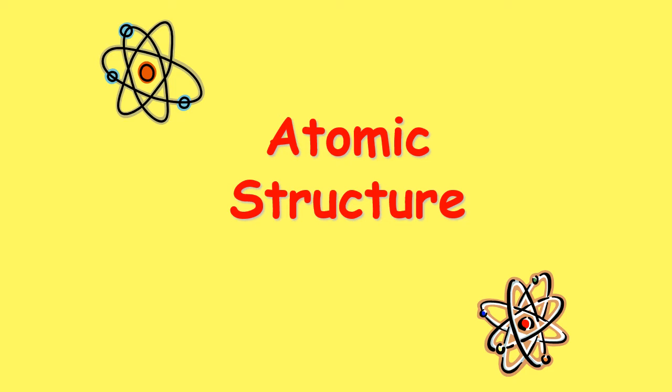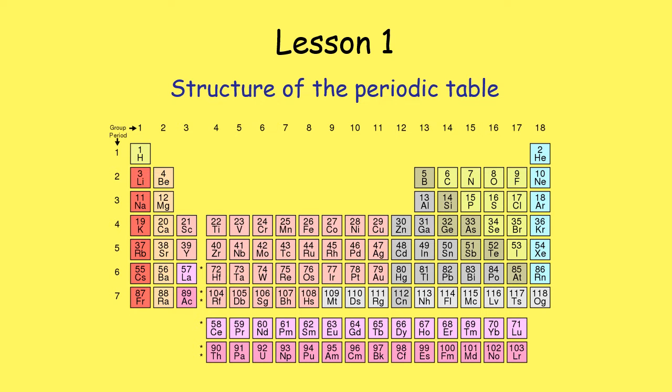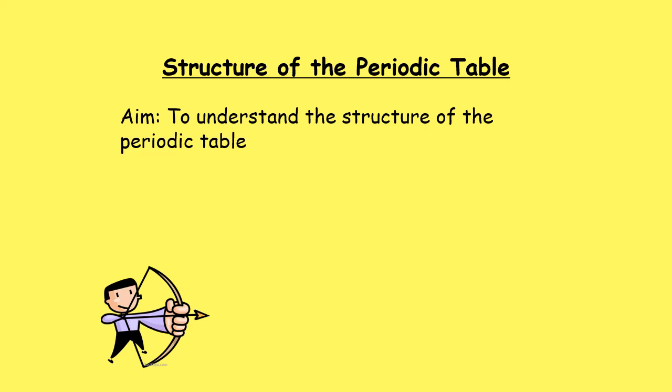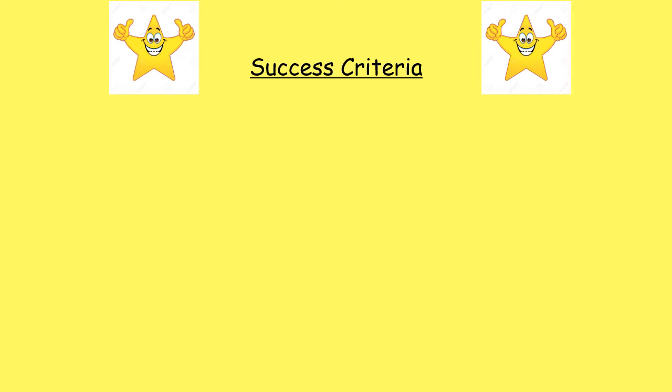So welcome to Unit 1 of National 5 Chemistry, and this is our first topic, atomic structure. This is our first lesson on atomic structure, which is going to be about the periodic table and the structure of the periodic table. The periodic table is what chemists use in order to keep track of all the elements that are known.